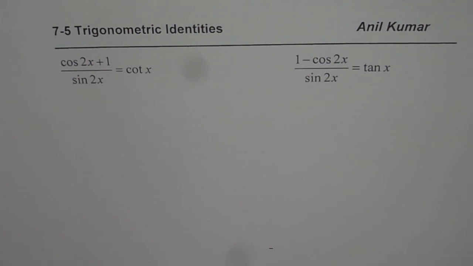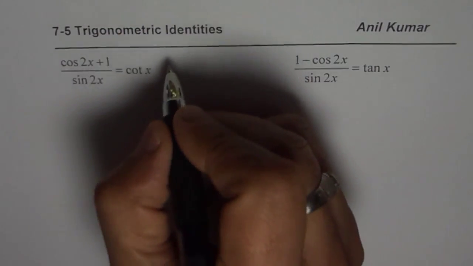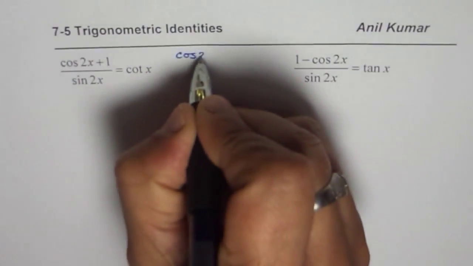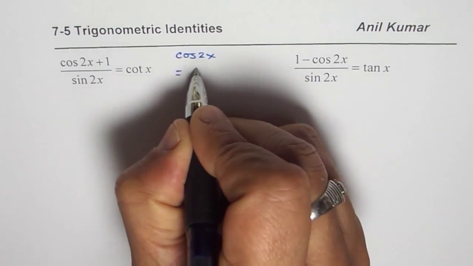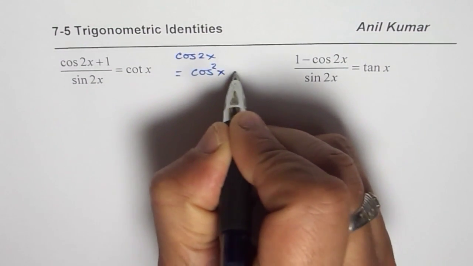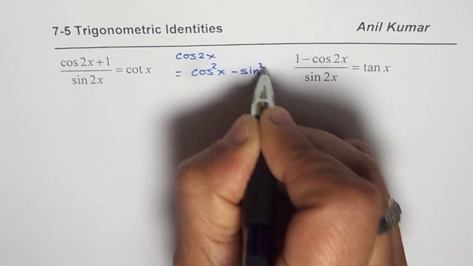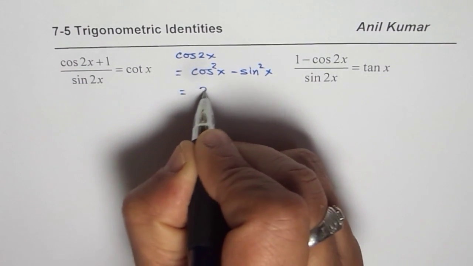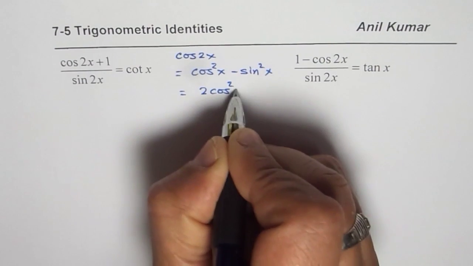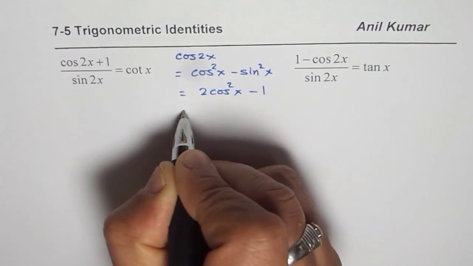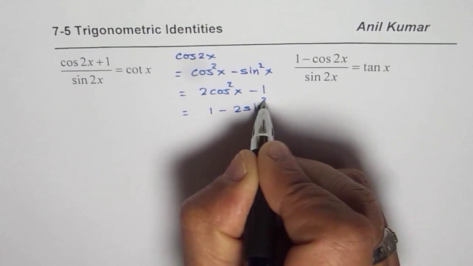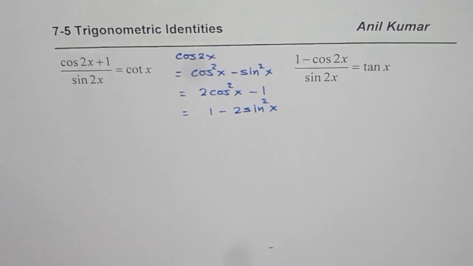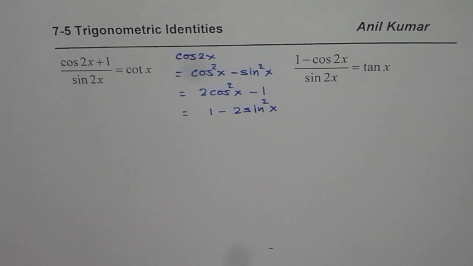In this video, I'm going to answer a very critical question. We all know that cos 2x is equal to what? Cos 2x can be written in a couple of ways. One is you could write this as cos square x minus sine square x, correct? It could be written as 2 cos square x minus 1, and it can also be written as 1 minus 2 sine square x.